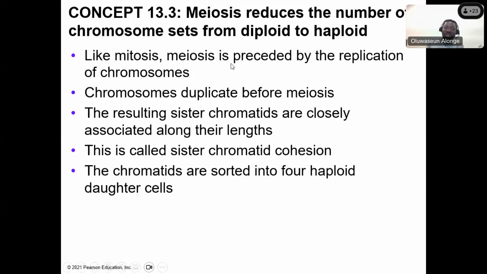So like mitosis, meiosis is preceded by replication of chromosomes, which happens in the S phase of interphase. Chromosomes duplicate before meiosis will happen, of course. The resulting sister chromatids are closely associated along their length. This is called sister chromatid cohesion. The chromatids are sorted.